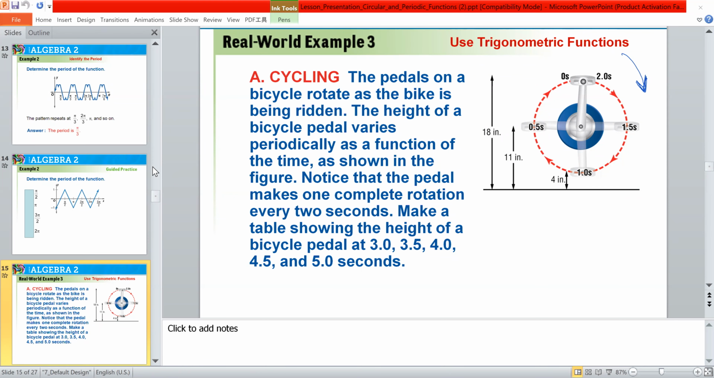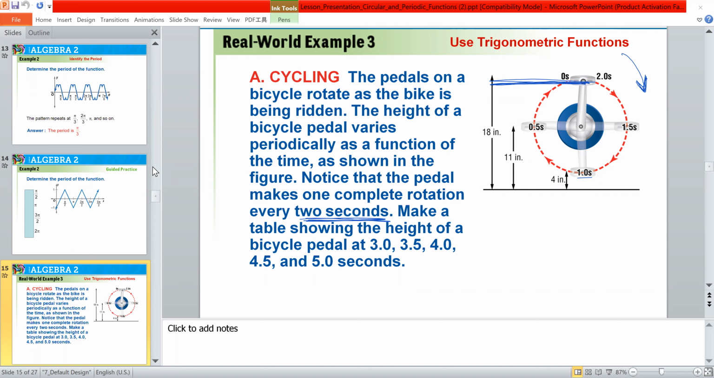So we start from here, 0 seconds. At 2 seconds, we stand here again. 4 seconds, we stand here again. 6 seconds, and so on. Pay attention also to the height. When we have 0 seconds, the height of the pedal is 18 inches. 2 seconds, 18 inches. 4 seconds, 18 inches, and so on.